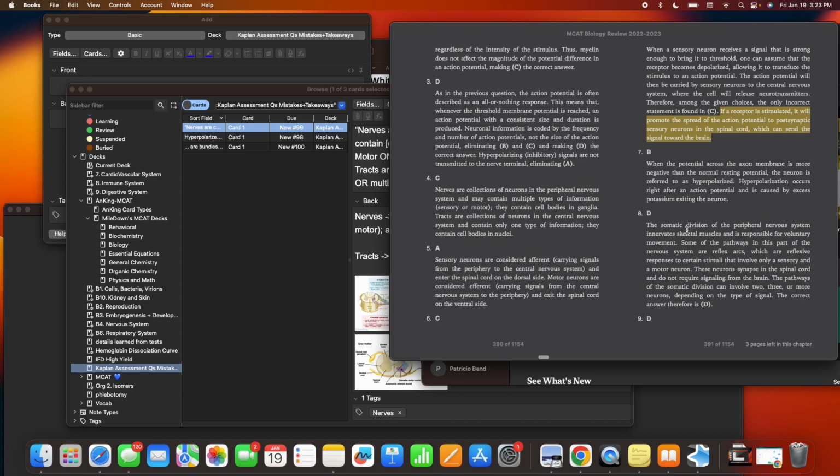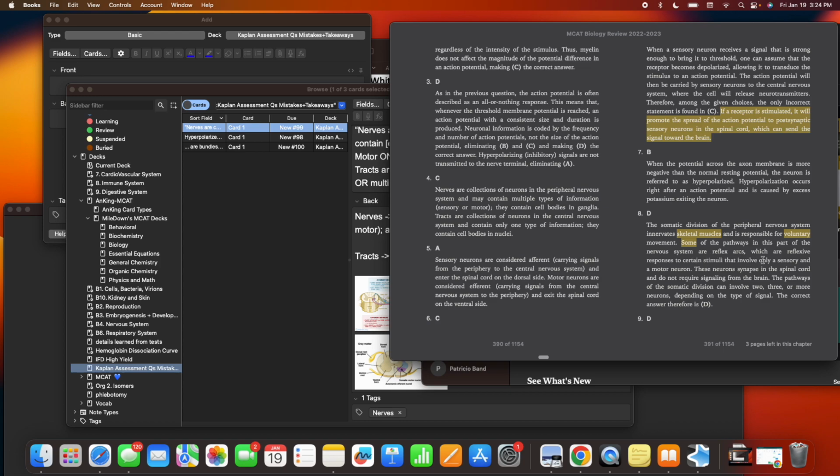So these are the things that we can make a flashcard out of. The somatic division of the peripheral nervous system innervates skeletal muscles, responsible for voluntary movement. Some, not all, of the pathways are reflex arcs, which are reflexive responses to sensory stimuli.